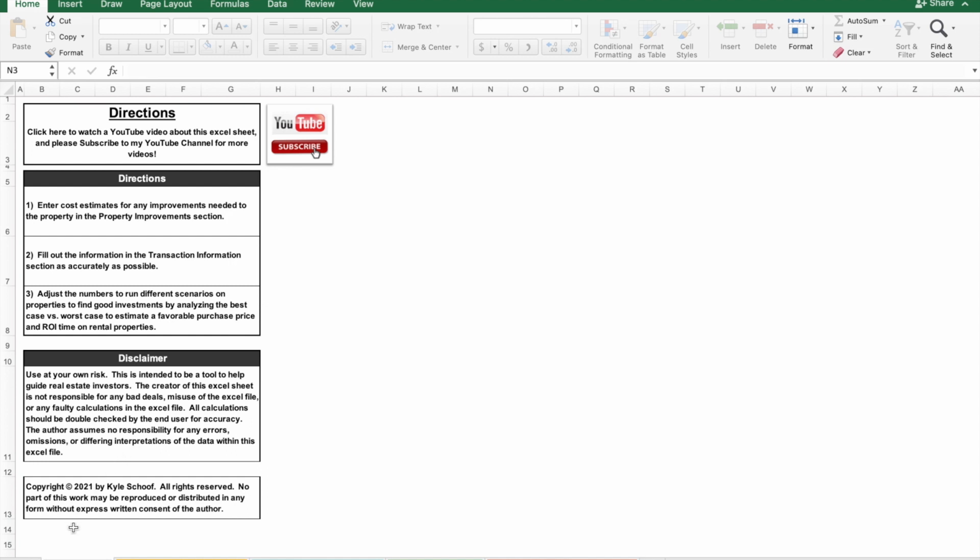So the way that this is laid out, there are 5 tabs, and you want to work through the tabs going left to right. The first tab here that we're in is the directions. Just go ahead and give it a quick read to get a general idea of how it works. And we're going to go over to tab 1.